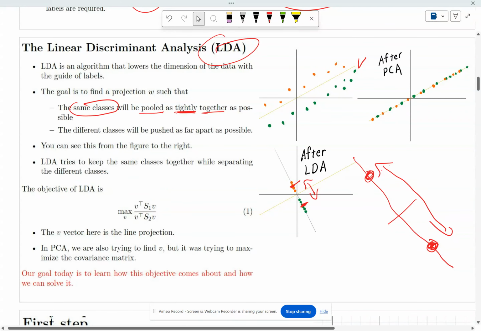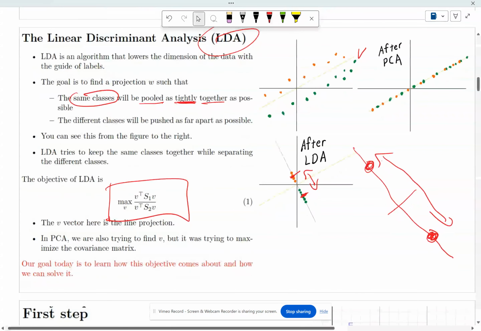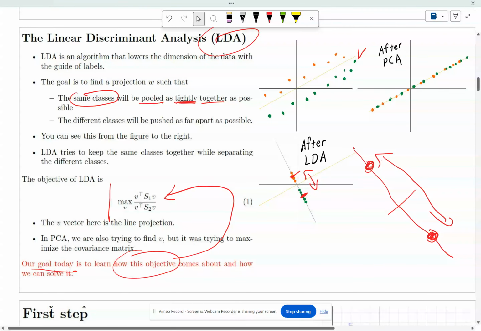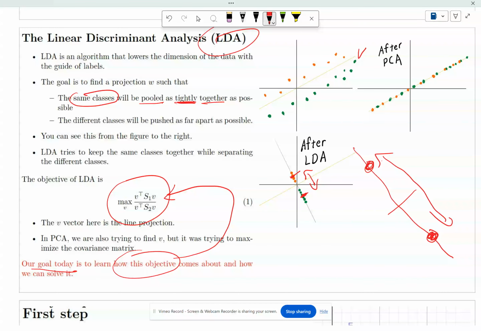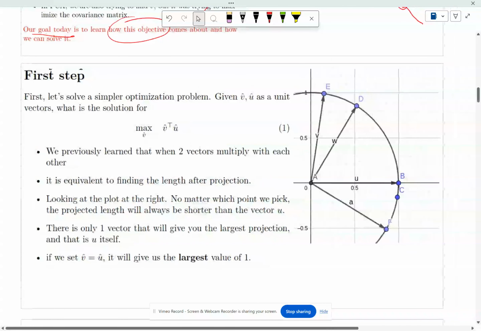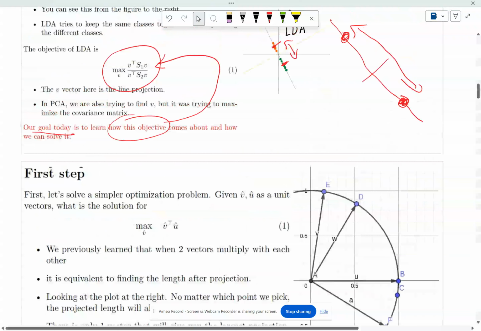So, looking at this equation probably doesn't make a lot of sense to you right now. And our goal today is basically to learn the background story, like the origin story of this equation. How did it come about, as well as how do we actually solve something that looks like this. Okay, so the first step we're going to take is to make one realization on an optimization problem. And this essentially is the core solution to LDA.